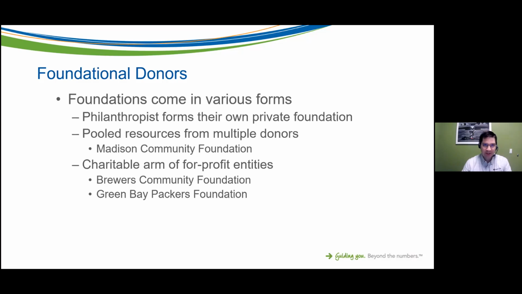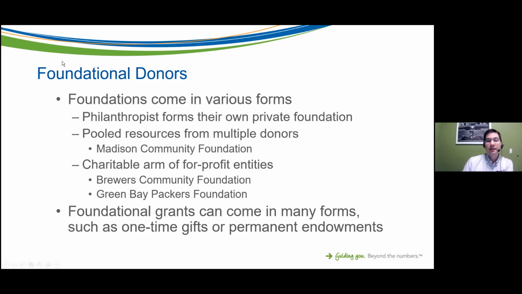At the Brewers game, if you've been to American Family Field, you'll see the 50-50 raffle ticket sellers around. They are gathering funding for the Brewers Community Foundation. They split the pot with the winner. 50% of it goes to the winner and 50% goes to the Community Foundation. So foundation grants can come in many forms, such as one-time gifts, as we're most familiar with, or permanent endowments, something that is supposed to be held in perpetuity that has special regulations with it.